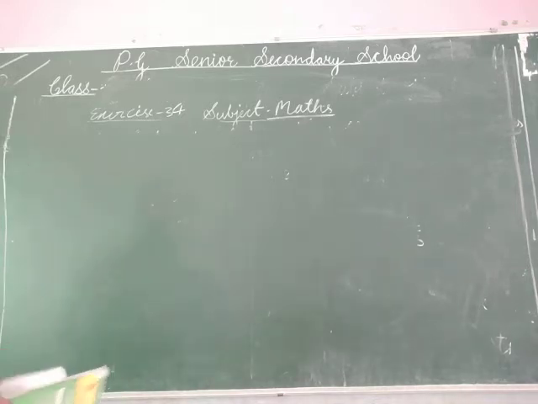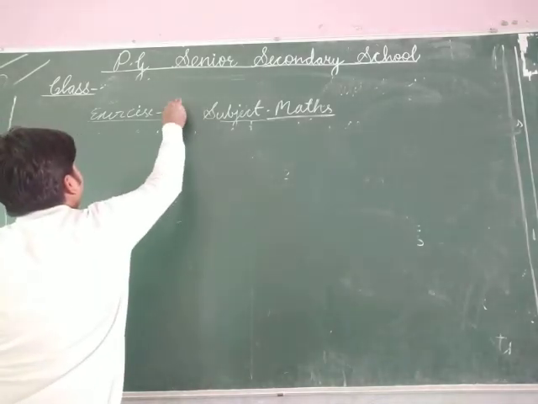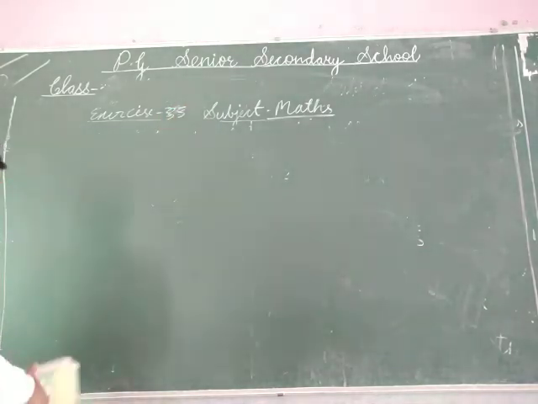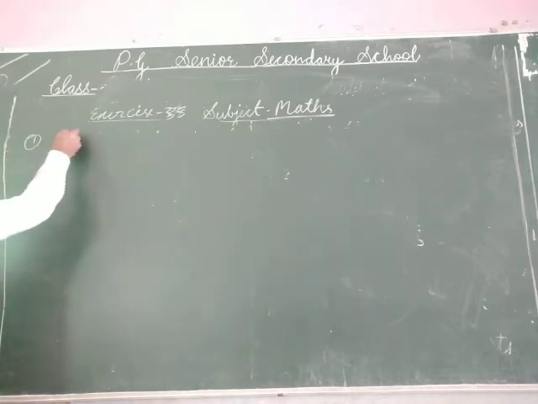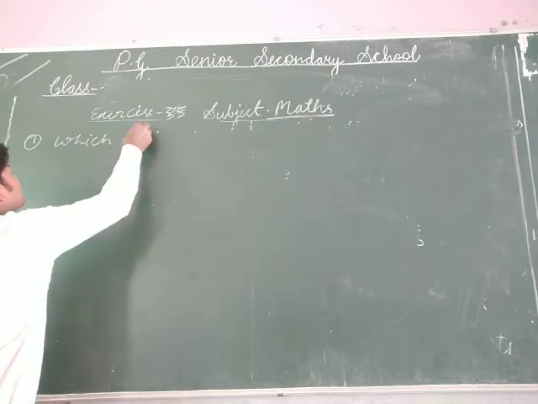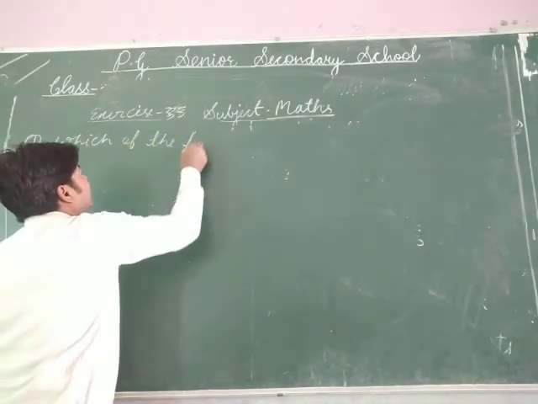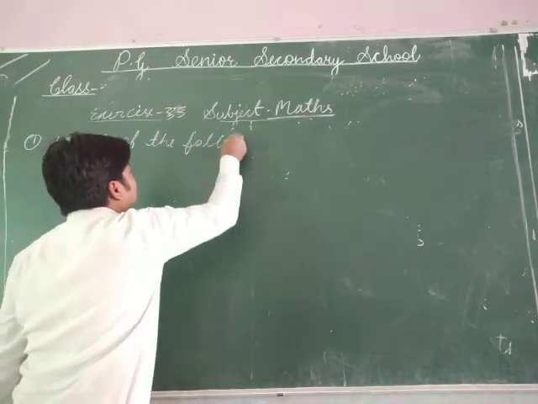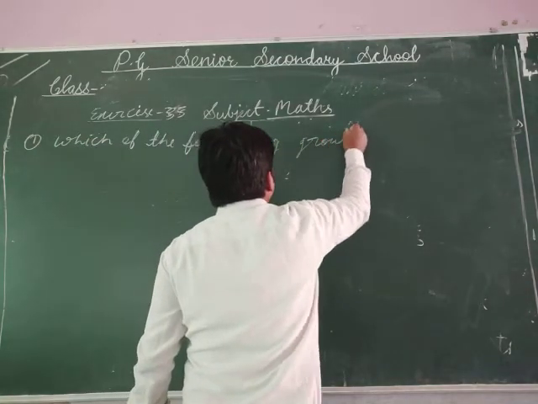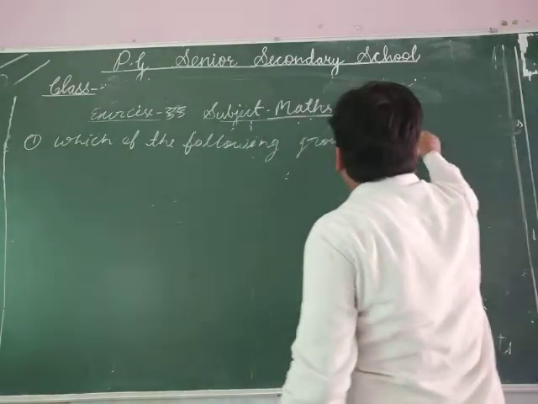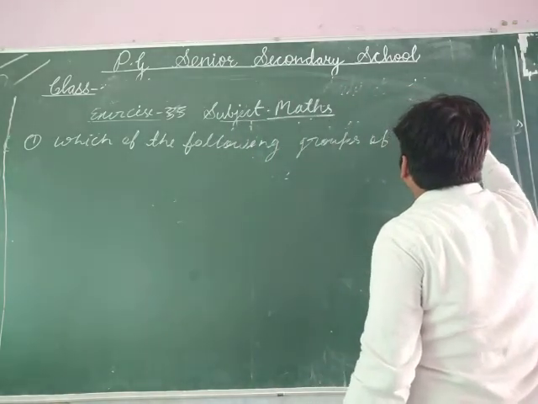Exercise 35. Which of the following groups are like fractions?